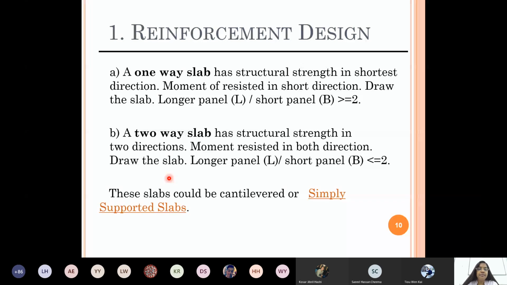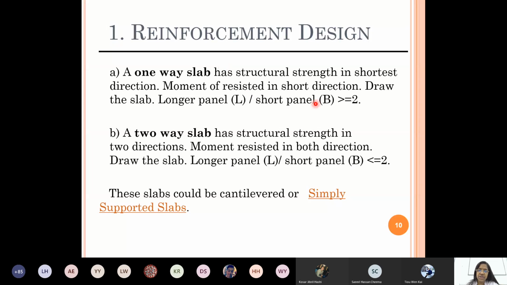Start with reinforcement design. It may be a one-way slab or a two-way slab. Reinforcement design in turn follows the type of loading and the type of failure, whether the member you are going to design for a particular location or element of the structure is going to fail in one way or two ways.